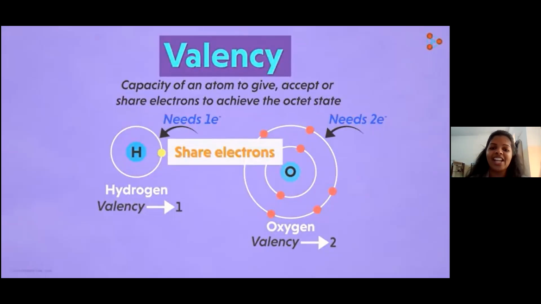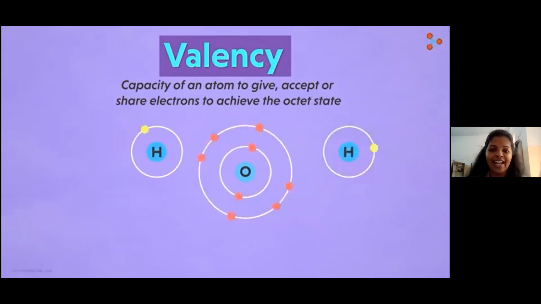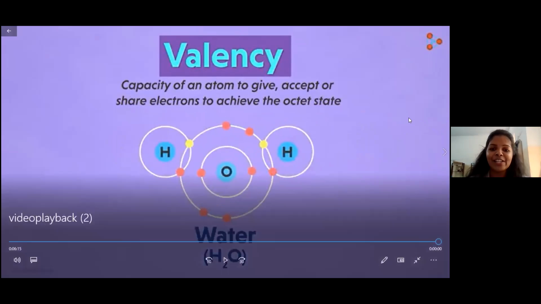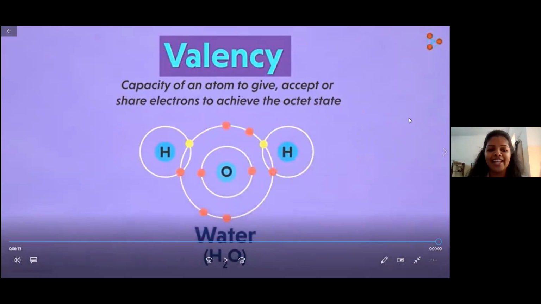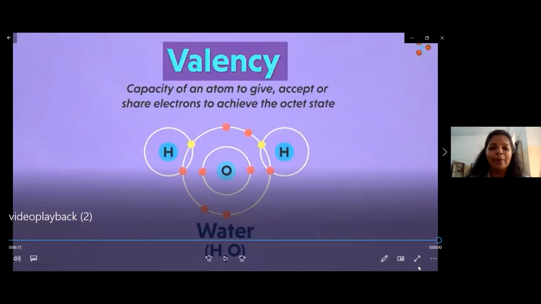So here comes the sharing of electrons. So we need 1 more hydrogen atom for the sharing. So the 2 hydrogen atoms share 2 electrons with the oxygen atom and form water. The formula is H2O. And the valency of hydrogen is 1 and oxygen is 2. This is all about valency.